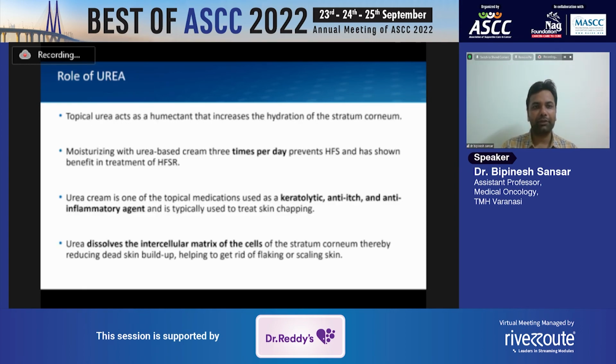And urea, as I said, is used in both prophylaxis and treatment. It acts as a humectant that increases the hydration of the stratum corneum, and moisturizing with it 3 times per day prevents HFS, and has also shown benefit in the treatment of hand-foot syndrome. As we know, it is keratolytic, anti-itch, and anti-inflammatory, and dissolves the intercellular matrix of cells of the stratum corneum, thereby reducing dead skin buildup and helping to get rid of flaking skin.